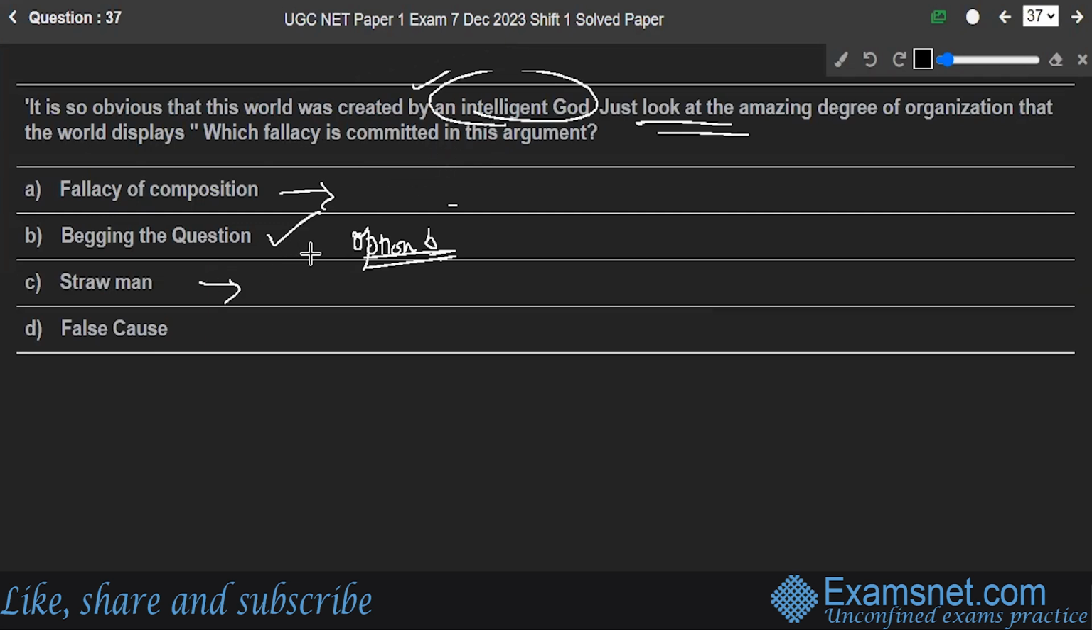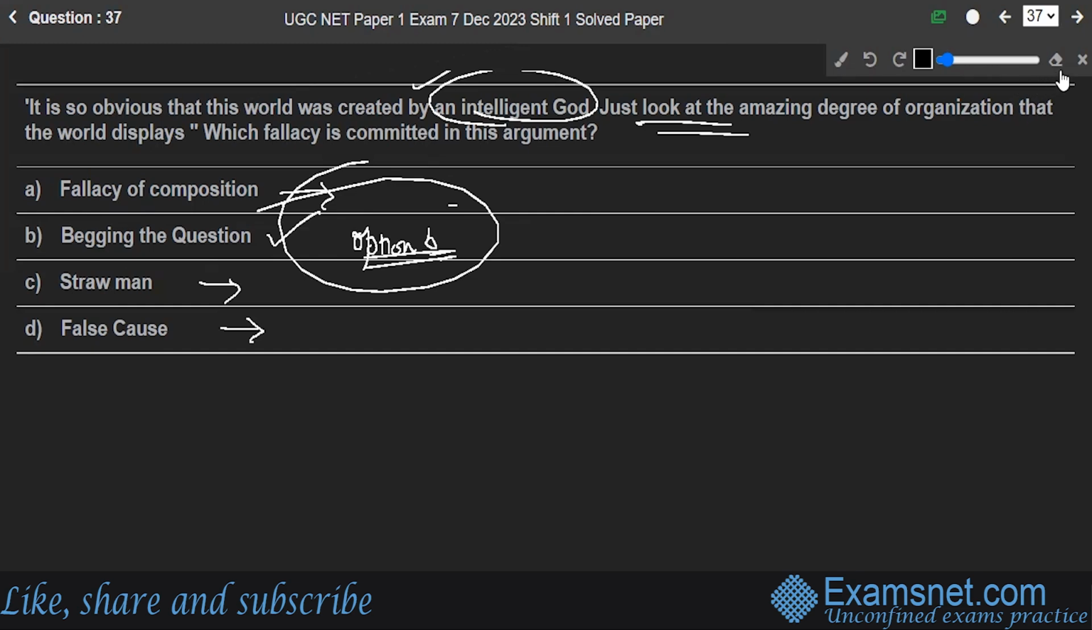Then you have the straw man. This fallacy occurs when the argument is misinterpreted so it is easier to attack. It is not committed in the given argument. Then you have the false cause. This fallacy occurs when an event is assumed to be the cause of another event without sufficient evidence. This is not committed in the given argument. Also, you have B option as the right answer.